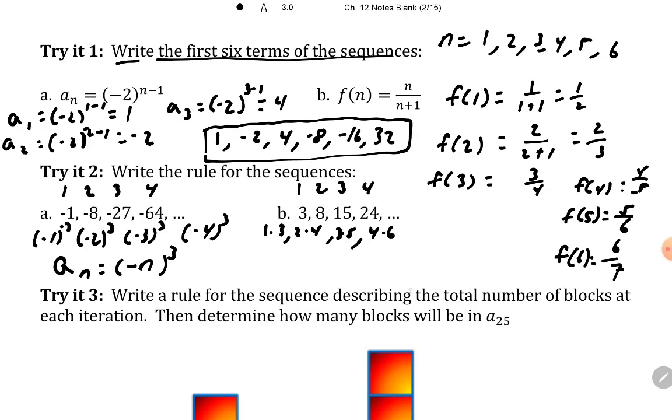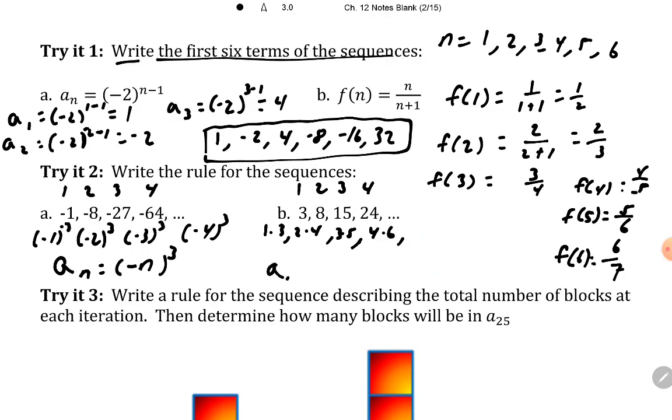So do you see a pattern here? I'm multiplying the next number. It'd be 1 times 3, 2 times 4, 3 times 5, 4 times 6. The next one would be 5 times 7. So I'm just adding 1 to each of those.